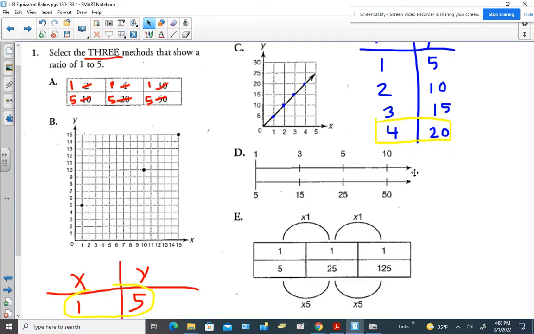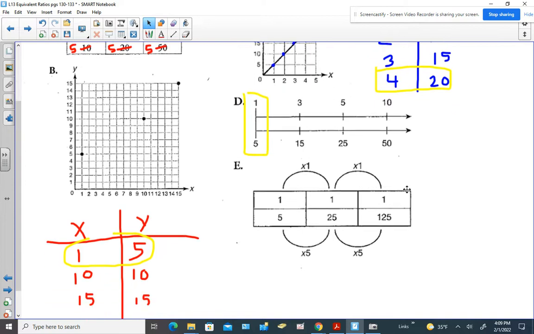All right, let's move on to choice D. So everything looks good right here with this first one, right? That's a 1 to 5 ratio. But if we look at the next one, let's make sure it's the same thing. Is 3 to 15, does that simplify to be a 1 to 5? Does 5 over 25 simplify to be 1 to 5? And does that happen here? So if you're saying that's a yes for all 4 of the values on this double line graph, then that could be a contender as well as one of the 3 that you're going to pick.